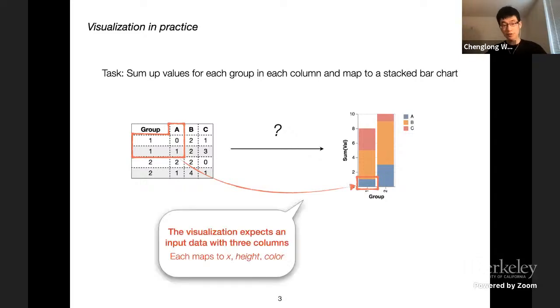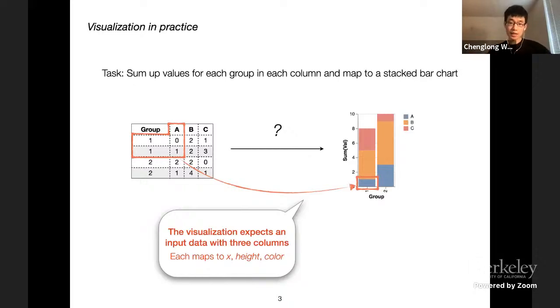In this particular example, the visualization expects an input data with 3 columns, one mapped to X, one mapped to height, and one mapped to color. And it turns out in this case, because there is a mismatch between the input data layout and the visualization design, we cannot easily specify it as mappings.